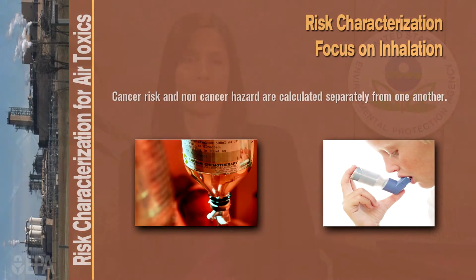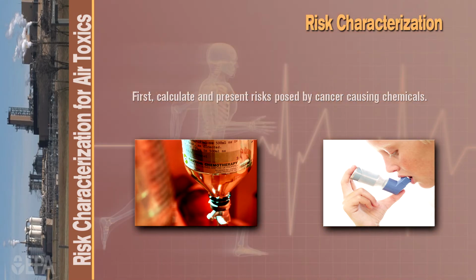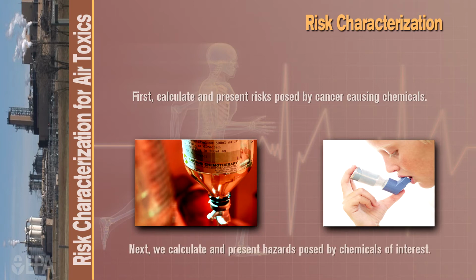Now, before we go into the calculation of risk, we will review a few important points to consider for both cancer and non-cancer assessments. Cancer risk and non-cancer hazard are calculated separately from one another. This can be confusing sometimes because some chemicals can cause both cancer and non-cancer effects. We normally go through the entire process twice. First, we calculate and present risks posed by cancer-causing chemicals, and then next we calculate and present hazards posed by chemicals of interest.